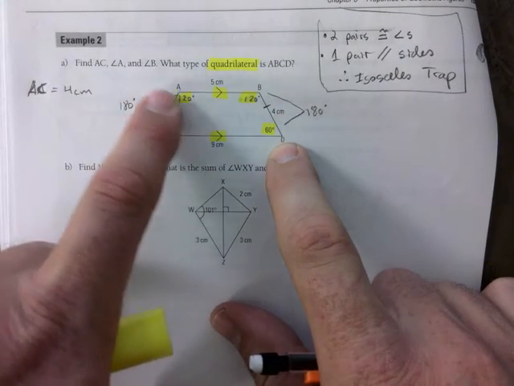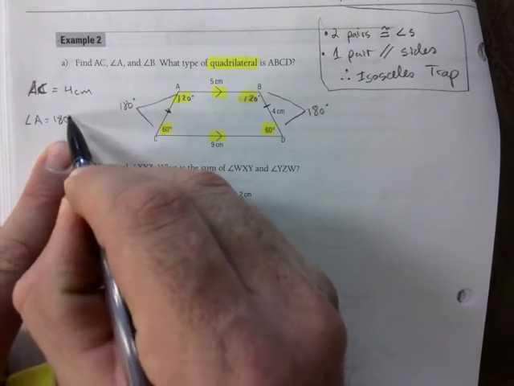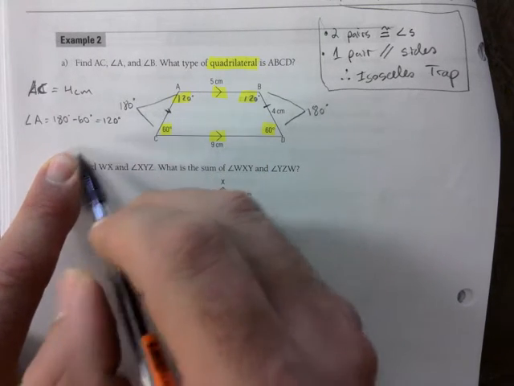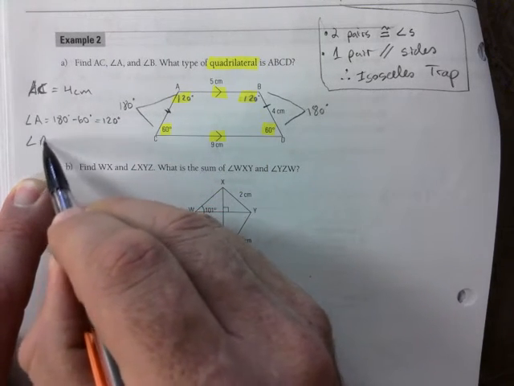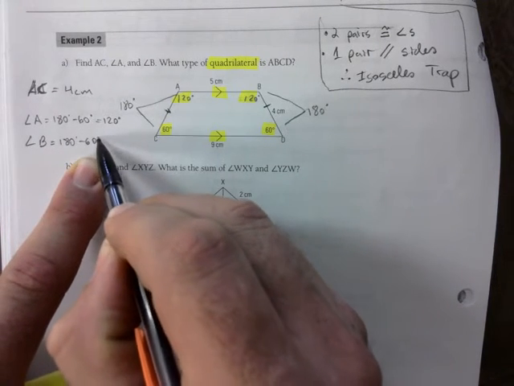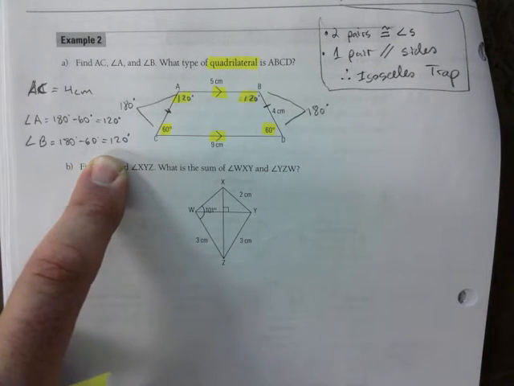They want to know angle A. Angle A is 180 minus 60. That's 120 degrees. Angle B is equal to 180 minus 60, which is also 120 degrees. So there we have it. We figured out the whole thing.